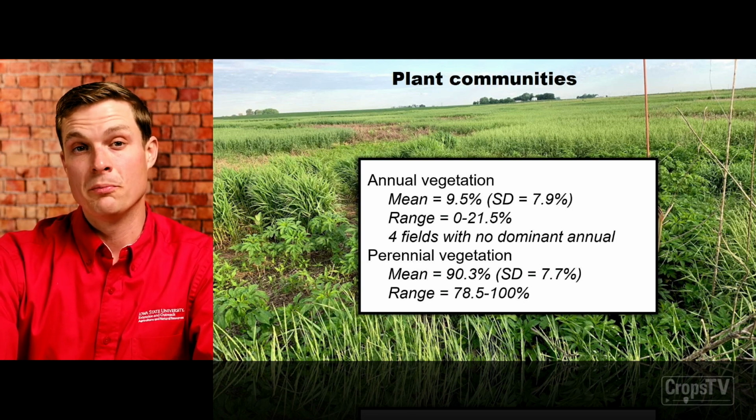So now we're going to go back to Mark. Mark's going to talk about some of the water quality and soil benefits we've seen, and then wrap it all up with our thinking on what we're learning from this project.